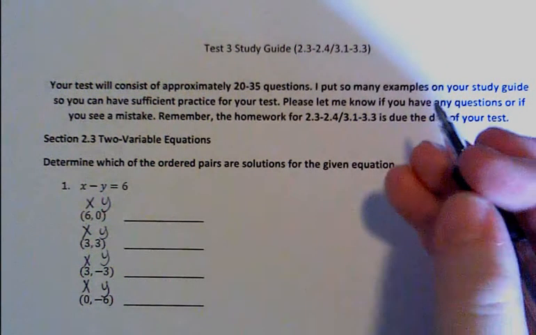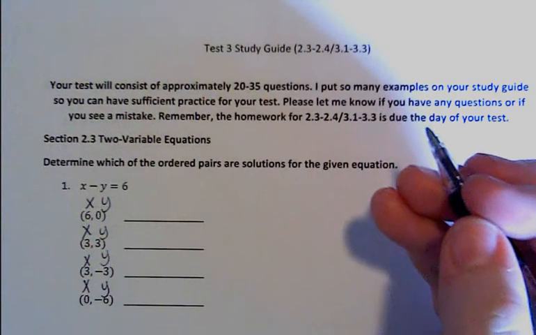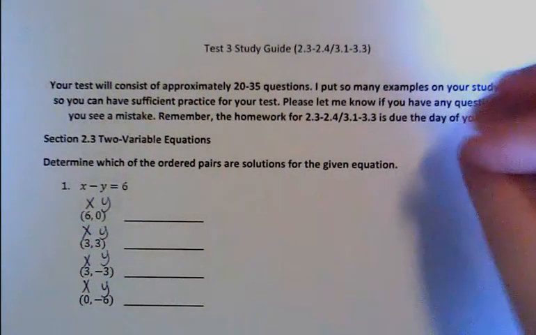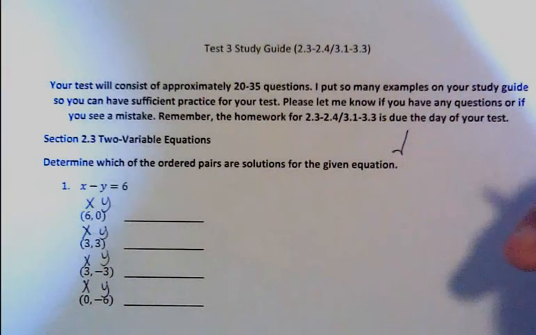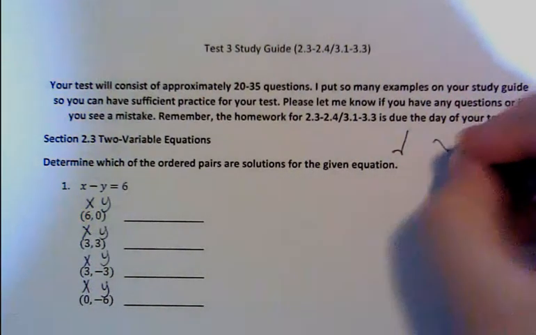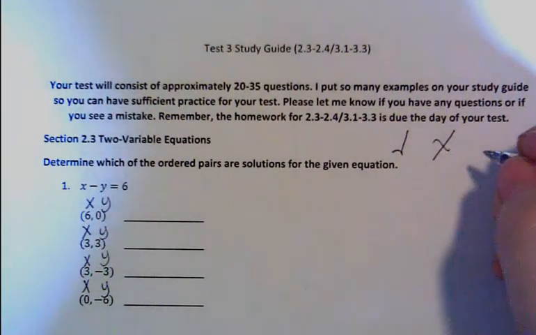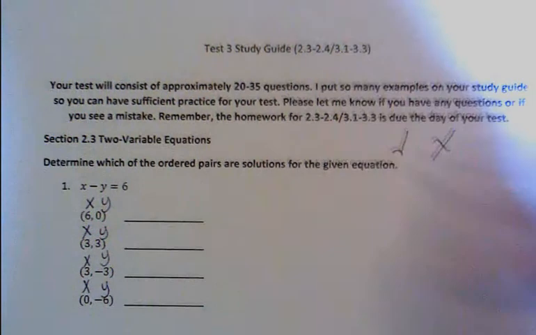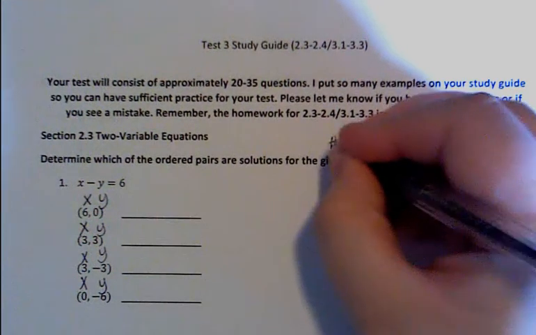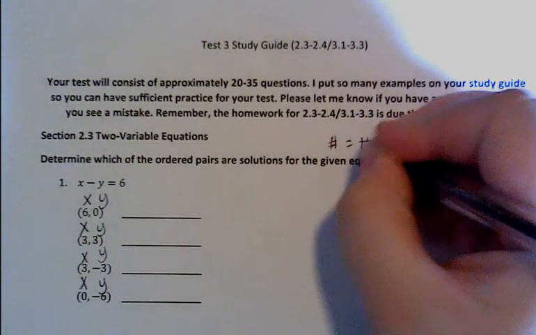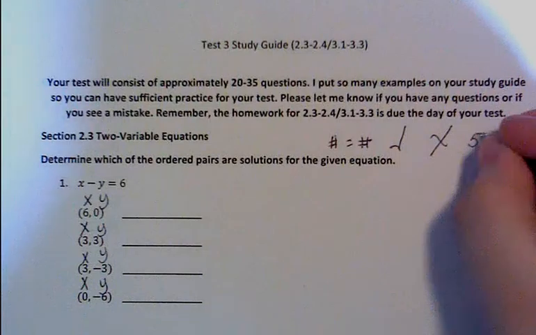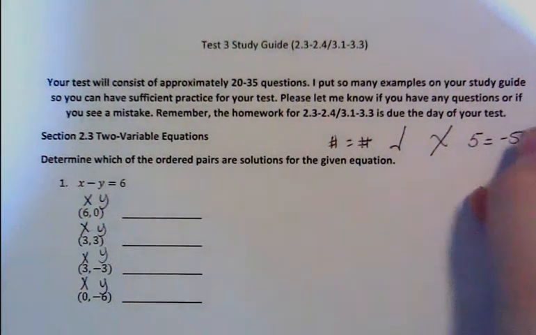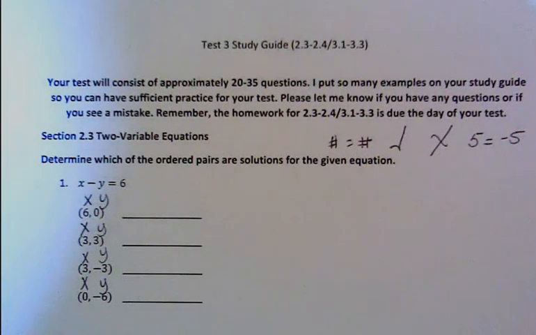So if they're asking us to determine which of the ordered pairs are solutions for the given equation, we're going to put a check mark if it is a solution, and we're going to put an X if it's not a solution. We know it's a solution if we get a number equal to another number. We know it's not a solution, let's say if we got 5 equals -5. Those two numbers aren't the same, so that means that we would not have a solution.